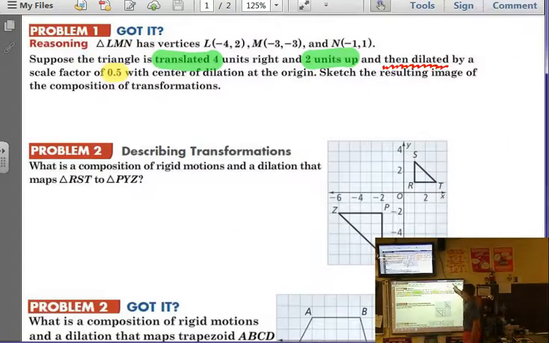So I'm going to go ahead and capture this so I have it up on the TV. The big thing that we see here is our translation 4 units right and 2 units up, then dilated. So we know the translation has to happen first, then the dilation happens. So if we wanted the translation, this is just a change on the x and change on the y. Then my dilation scale factor is going to shrink my object.